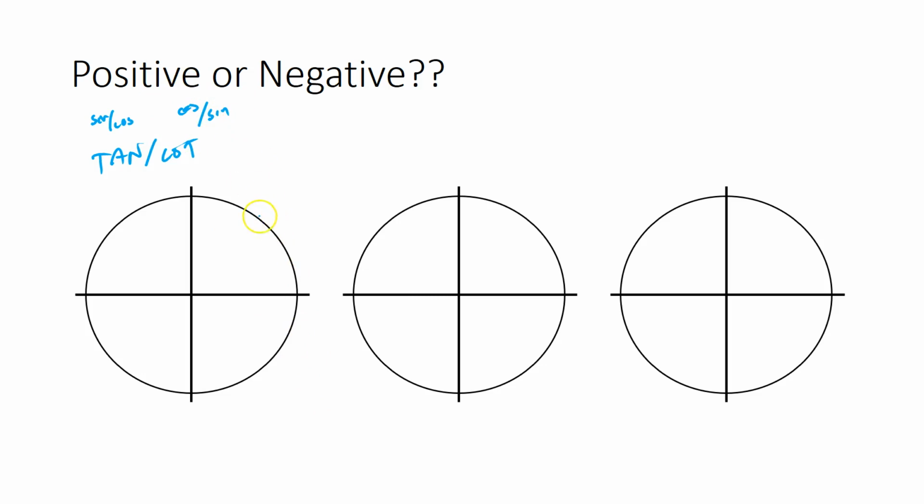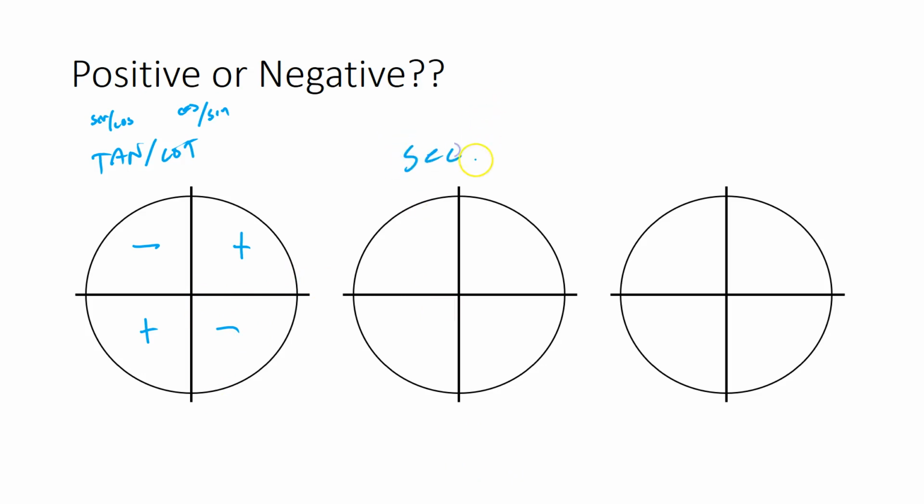In the first quadrant, they're both positive, so it's going to be positive there. Second quadrant, we have positive sine, but we have negative cosine, so it's going to be negative. Third quadrant, they're both negative, so we're going to have a positive there. Fourth quadrant, we're going to have a positive cosine and a negative sine, so it'll be negative there.